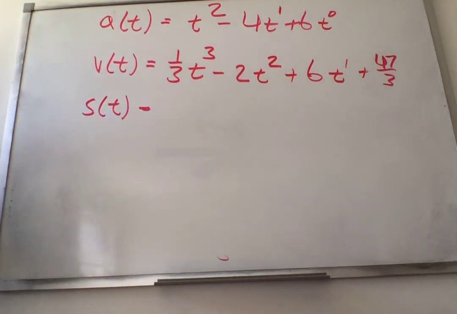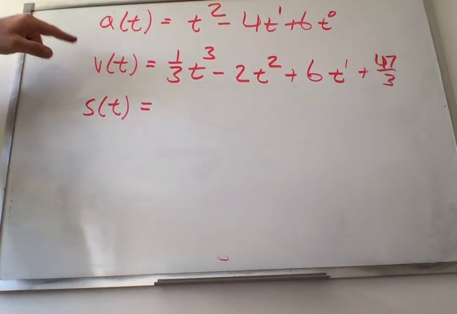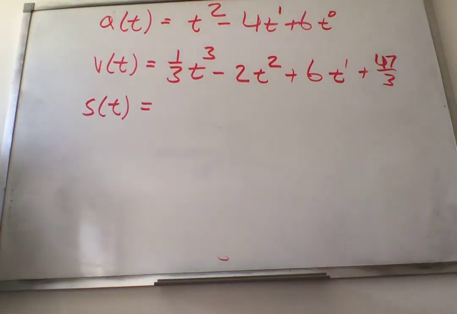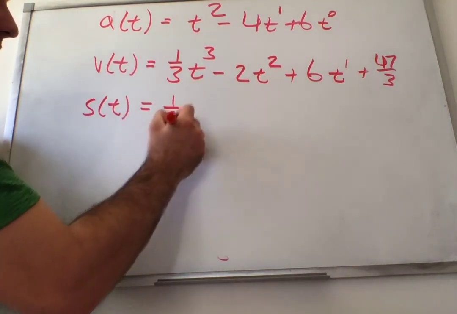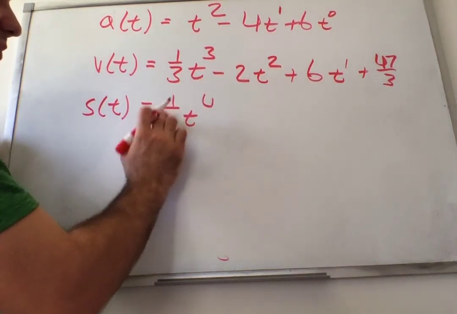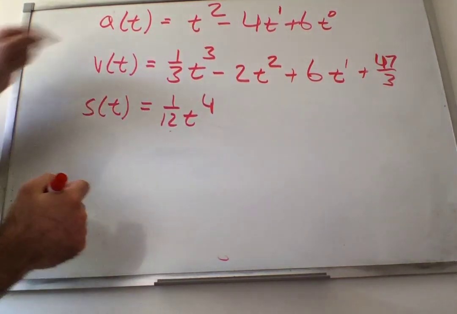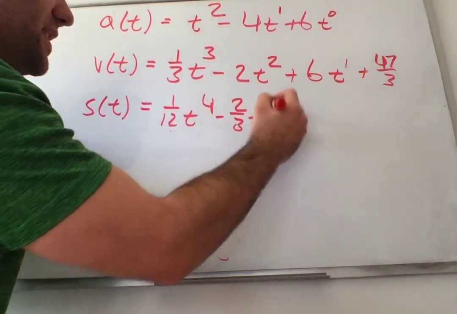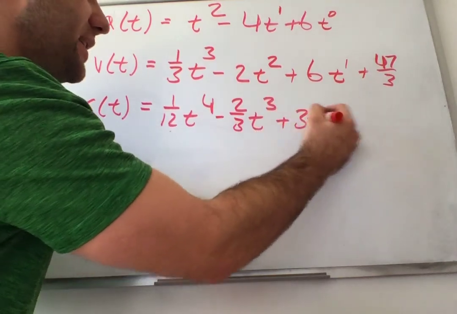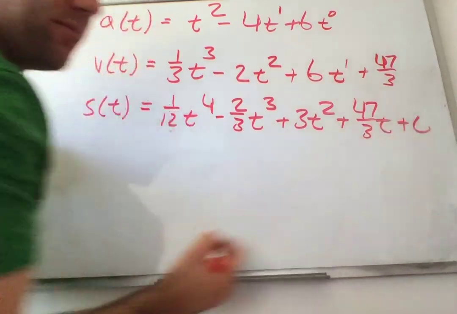the position function. We know the position function, if we take the derivative, we get the velocity. So if we know the velocity, we take the antiderivative, we get the position. So it's undoing the power rules again. So 1/12 t to the 4th. Go up 1 power and then divide. 1/3 divided by 4 is 1/12. Minus 2/3 t cubed plus 3t squared plus 47/3 t plus c.